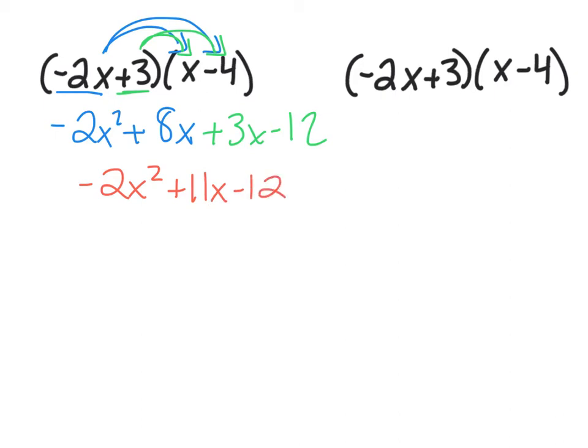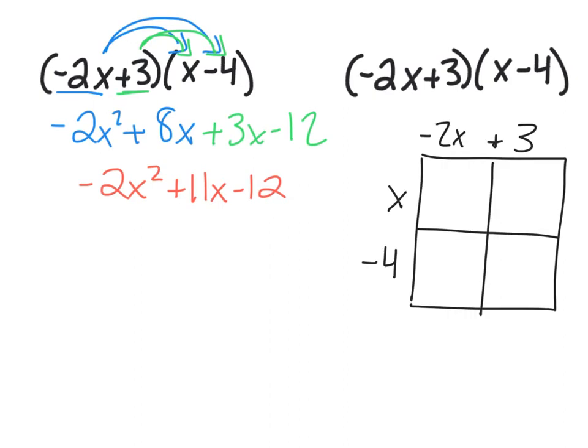I know that I've written it in the proper order, or standard form, because my leading term here has the highest degree, the highest exponent on my x. I have a degree of 2, then a degree of 1, then a degree of 0. So my leading term is negative 2x squared. My leading coefficient is negative 2.